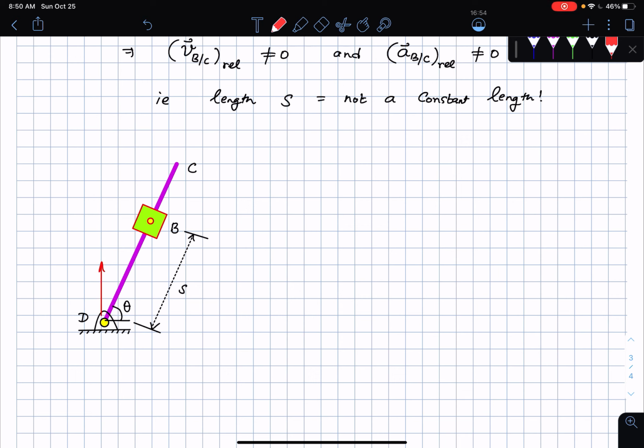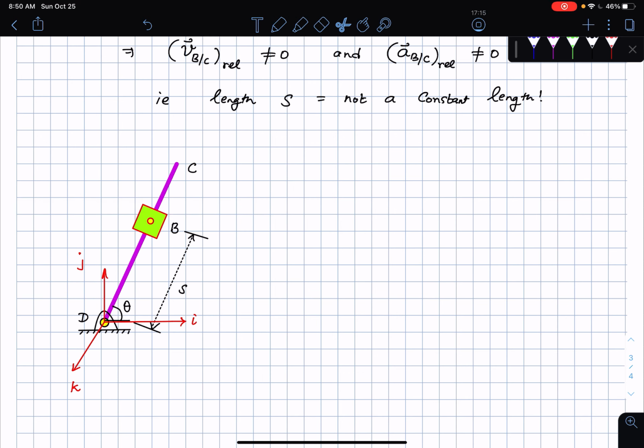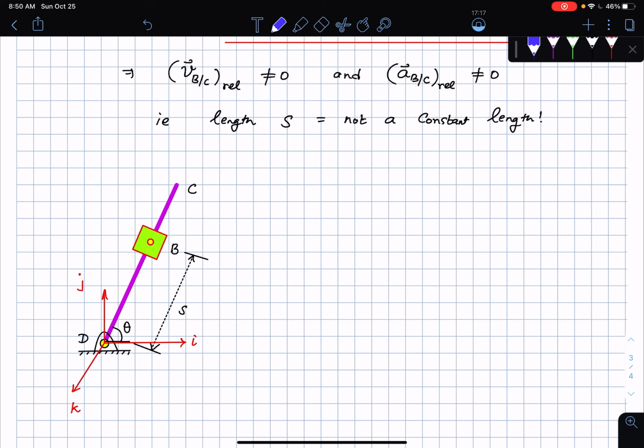So that's a fixed point, so I can obviously set up an ijk coordinate frame right there. That is I, that is J, and then that is the K direction. Then I can also set up the coordinate frame that is aligned with the direction of rotation of the bar. That's the important thing. Now I'm going to call that an E1, E2, E3 coordinate frame.